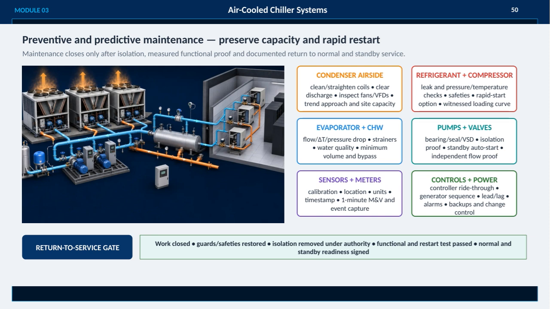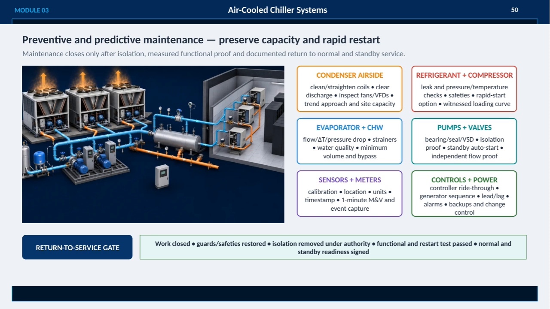Moving to the evaporator and chilled water system, we focus on flow, temperature difference, and pressure drop, maintain strainers, ensure water quality, and manage minimum volume and bypass settings. Pumps and valves require inspection of bearings, seals, and variable speed drives, proof of isolation, assurance of standby auto start, and independent flow proof.